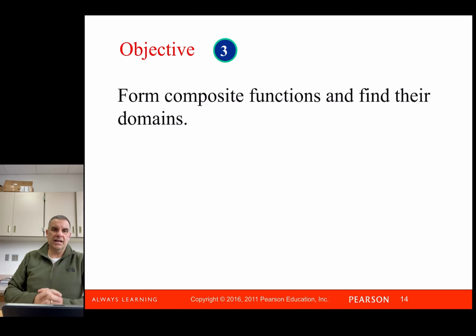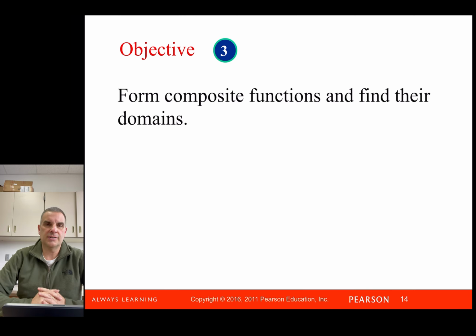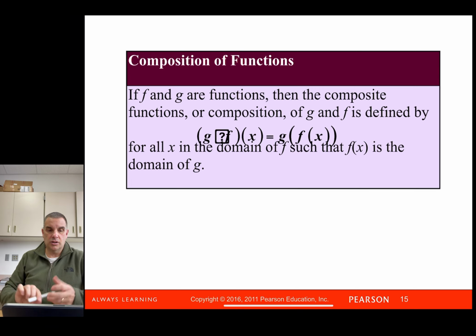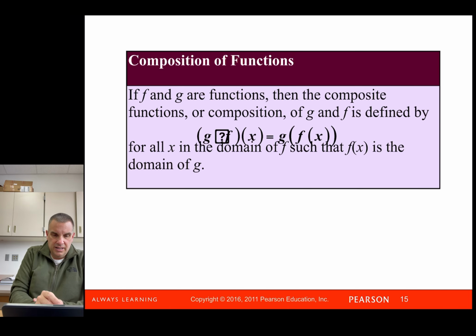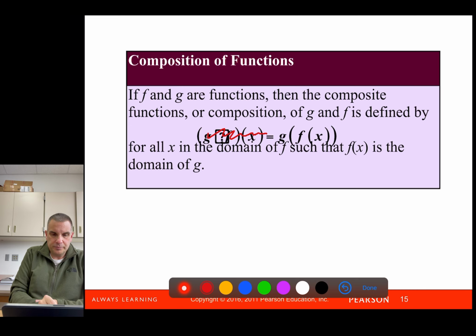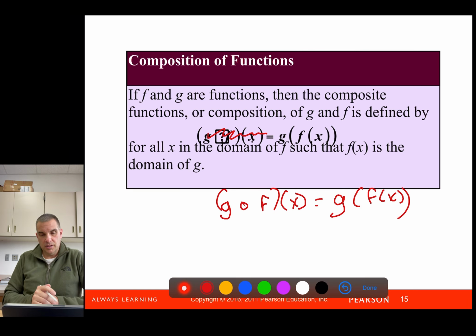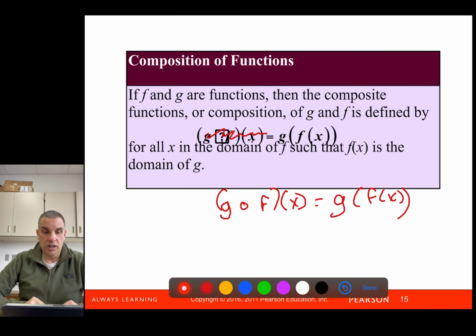The last thing we're going to talk about is forming composite functions and finding their domains. So if f and g are functions, then the composite function or composition of g and f is defined by, we're going to have to write this down here, g of f of x. That's equal to g of f of x. Okay, that's what that's trying to say. I didn't recognize that that was a circle. So for all x in the domain of f such that f of x is in the domain of g.